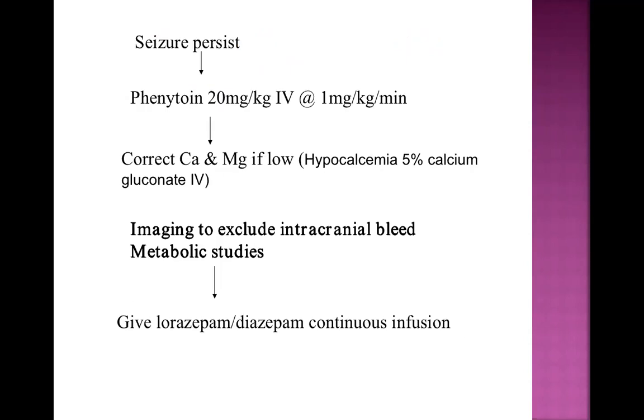Still, after giving phenobarbital, if the seizure persists, then we go for phenytoin or fosphenytoin. It is given at 20 milligram per kg intravenously at the rate of 1 milligram per kg per minute. Do not give it very fast. If you believe hypocalcemia and hypomagnesemia are the cause of seizure, correct that. If you believe intracranial hemorrhage is the cause, exclude it by doing a radio imaging test like ultrasonography, CT scan, or even MRI. If you believe metabolic diseases are the cause, confirm it and then go for the treatment accordingly.